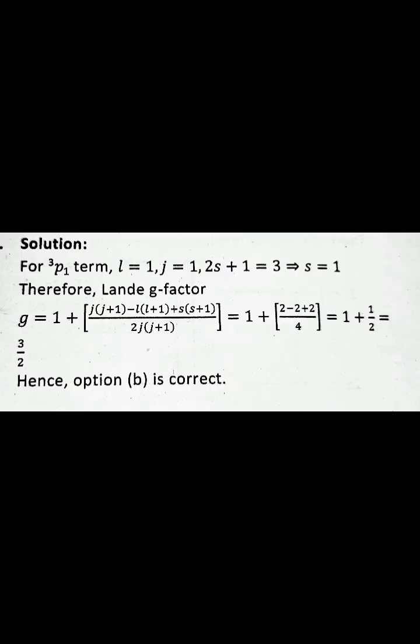The next question is, the Landé g factor for the 3P1 level of an atom is. For 3P1, L is equal to 1, J equal to 1, 2S plus 1 is equal to 3. So here S is equal to 1. Therefore, the Landé g factor, that is g is equal to 1 plus J into J plus 1 minus L into L plus 1 plus S into S plus 1 divided by 2J into J plus 1, and this is equal to 1 plus 2 minus 2 plus 2 divided by 4, and this is equal to 1 plus half, and this is equal to 3 by 2. So the answer is option B.